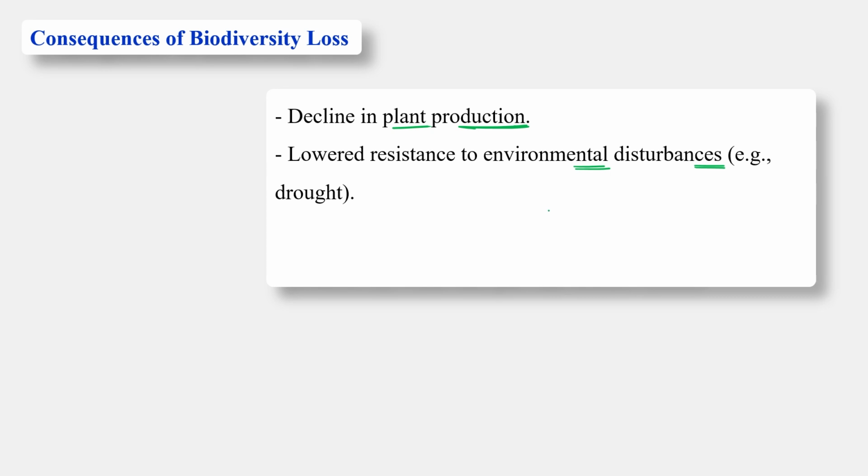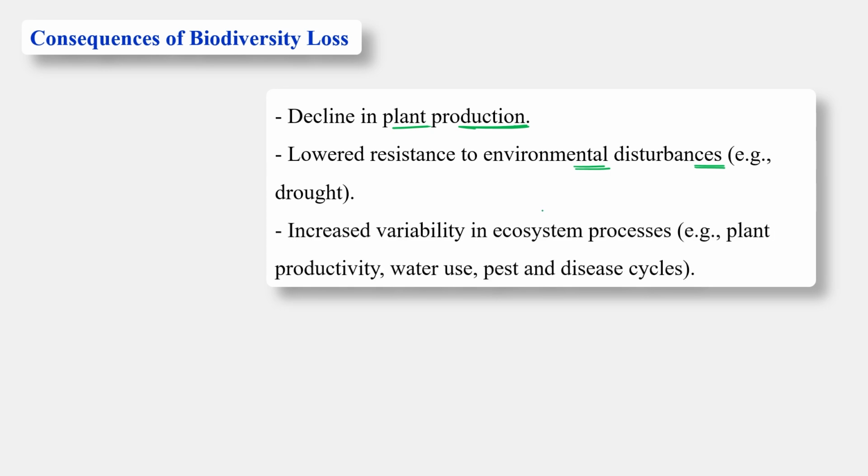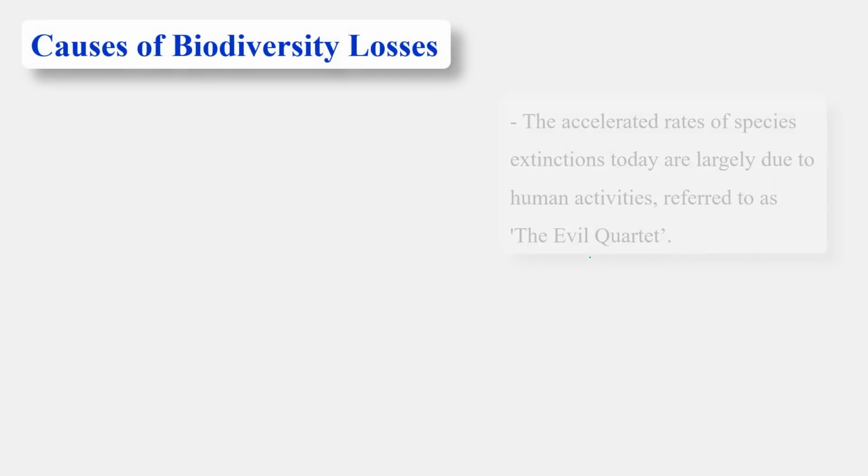Okay, so what type of organism is mainly responsible for lowering this type of environmental disturbance? If deforestation continues in a similar way, very soon it will decrease the number of plants or forests present on the earth significantly, which ultimately lowers resistance to environmental disturbance. Increased variability in ecosystem factors like plant productivity, water use, and pest and disease cycles is very important.